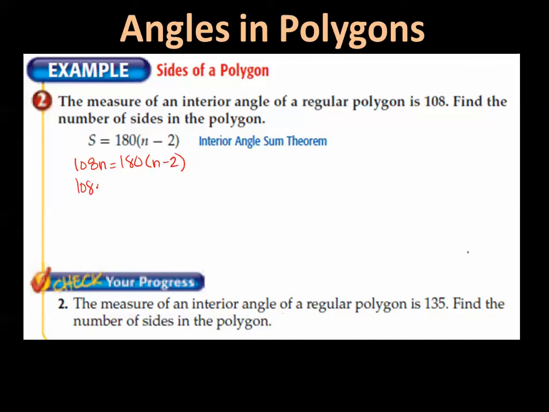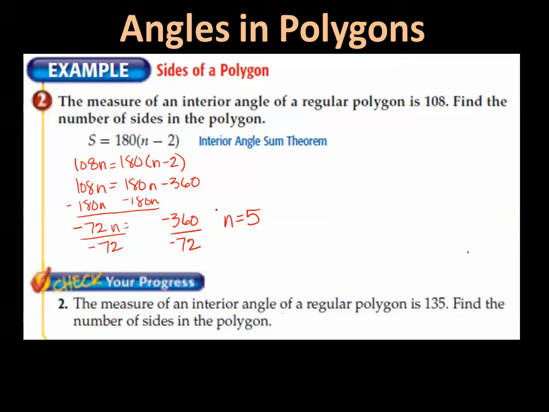And then you go ahead and you do your math, distribute your 180, and then I'm going to get my n's on the same side. So I'm going to have negative 72n equals negative 360. I divide both sides by negative 72, and I get n equals 360 divided by 72. And notice the two negatives are going to make it positive. So that's the number of sides, which is a pentagon.